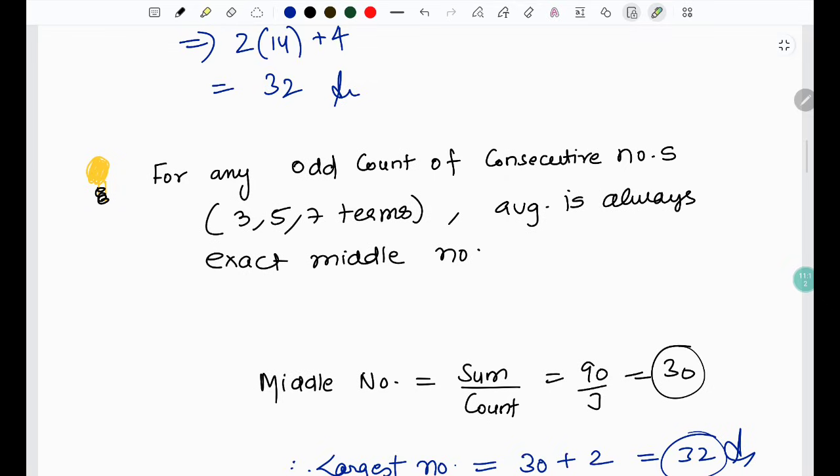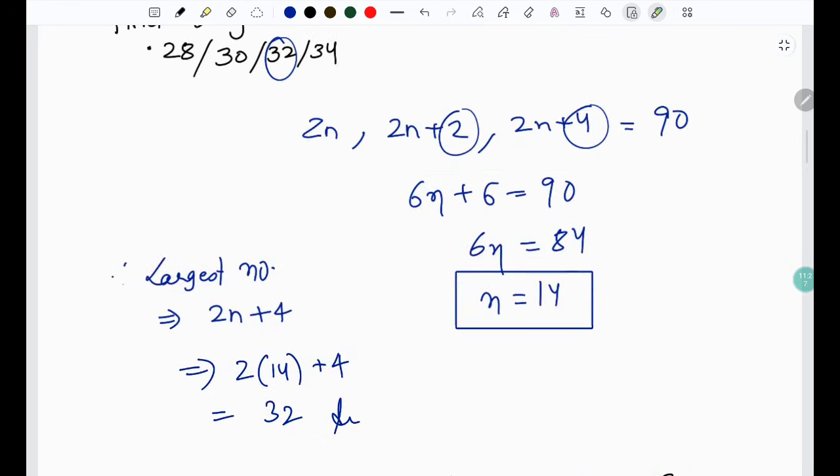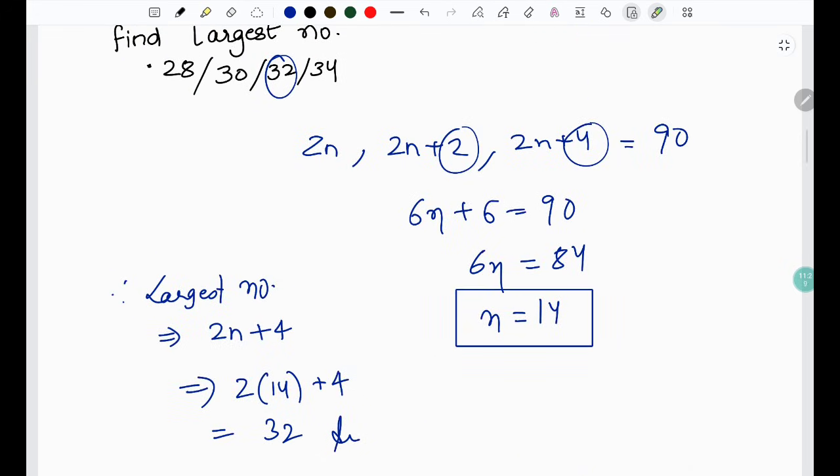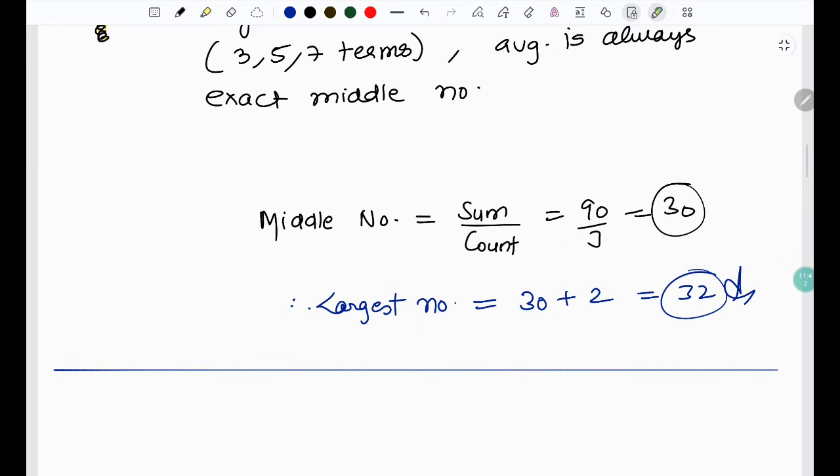My bad. The average is always the exact middle number. What it meant was that the middle number 2n plus 2 can be written as the sum, which was 90, divided by the count, where the count was 3 consecutive numbers. In this case, we would have equated 2n plus 2, that is the middle number, to the sum of these numbers divided by the count of those numbers, that is 3. Hence, solving this would have given us the middle number.